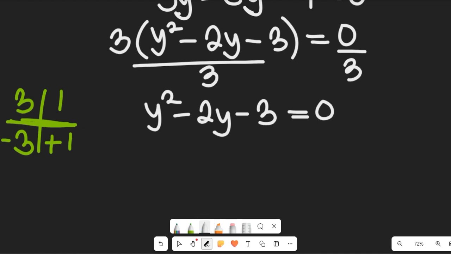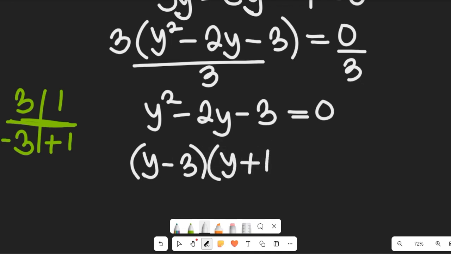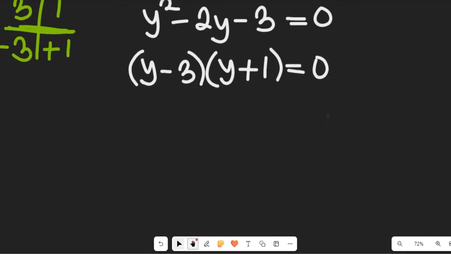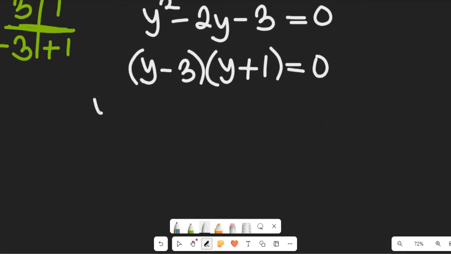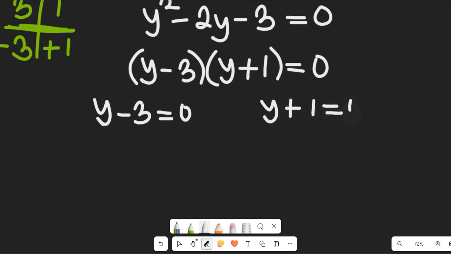So from that expression, you come to see that we're going to have y minus 3 and y plus 1, both to be equal to 0. So from this expression, you see that the value of y minus 3 can be equal to 0, and then we'll have the value of y plus 1 to be equal to 0.